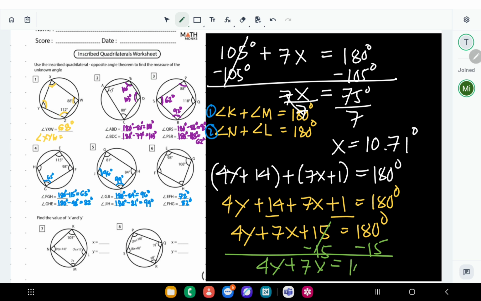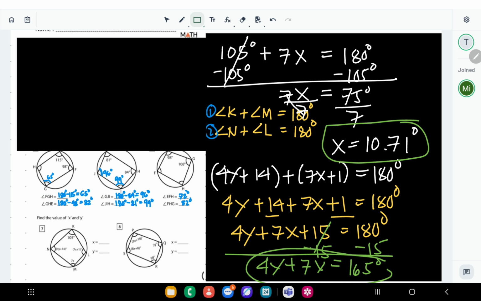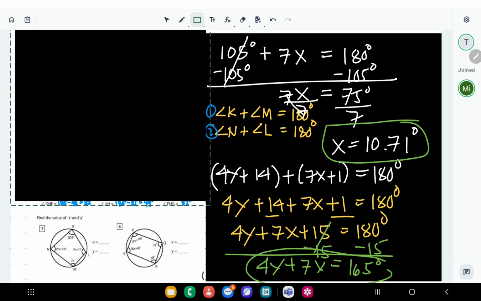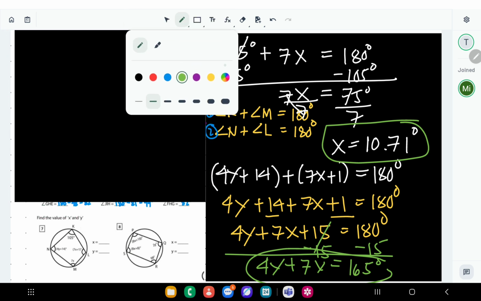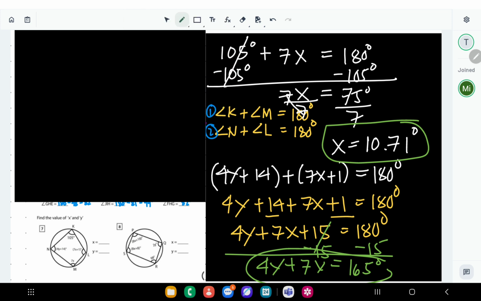Okay, so this is 165 degrees. Now we have this equation, but we already got the value of x, which is 10.71. Alright? So we plug in the value of x here to our equation: 4y plus 7x equals 165.